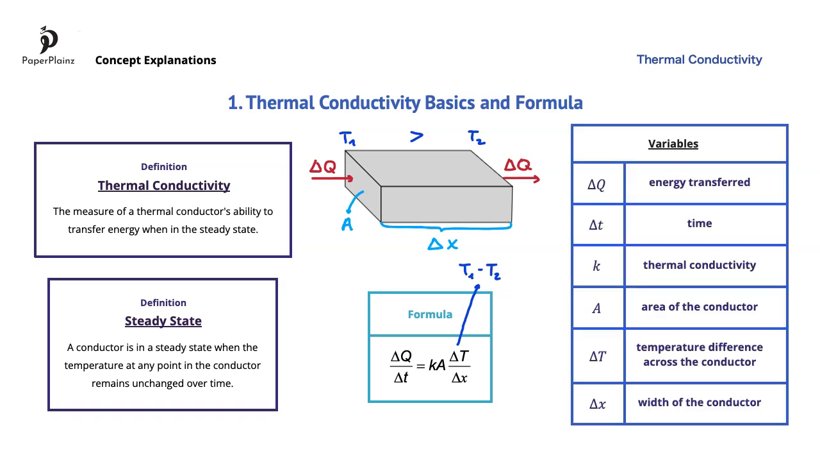Rearranging the equation, we can express k, so thermal conductivity, and we get that it is equal to delta Q over delta t, so the rate of energy transfer through the conductor, divided by the cross-sectional area, and by the temperature gradient, so by delta uppercase T over delta X. We are now ready to move on and work through a thermal conductivity example.